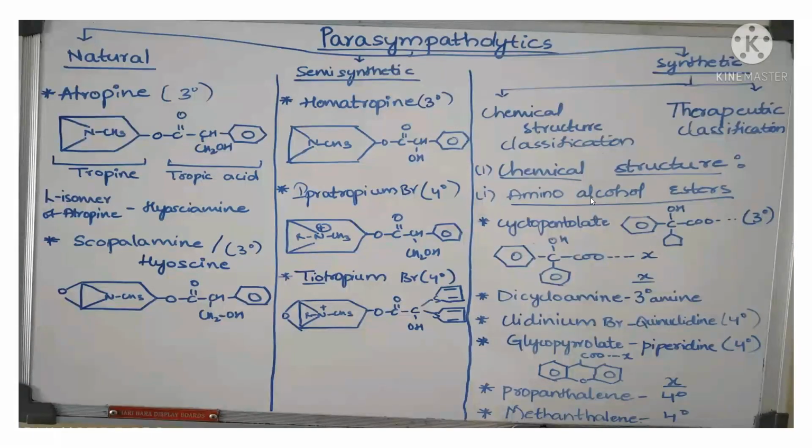Under chemical structure we have amino alcohol esters. It means they contain an amine group, alcohol group, and ester group. Under this we get cyclopentolate, dicyclomine, clidinium, and glycopyrrolate. Clidinium, ending in -ium, is a quaternary compound. Dicyclomine is tertiary, and cyclopentolate is also a tertiary compound. If you are not able to remember the whole structure, then just remember which drugs come under amino alcohol esters. At least you can recognize the structure if you remember that category.